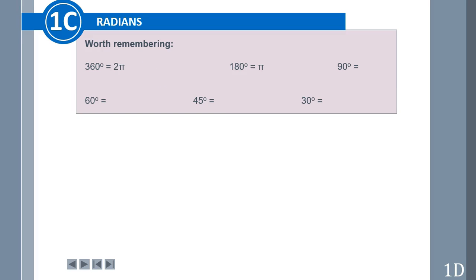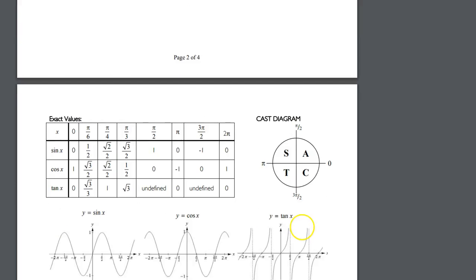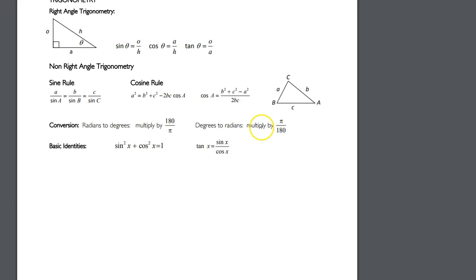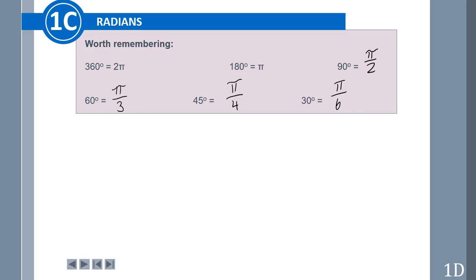Okay, we've kind of gone through that already. So 360 is 2 pi, 180 is pi, 90 is half of pi. 60 degrees is pi on 3, pi on 4, pi on 6. And you'll be surprised at how quickly that becomes really familiar to you. But if it's not, we're using that formula sheet. So when you do your exercises, you'll start by using this until you're completely comfortable, and you'll find it will drop away quite naturally by itself.